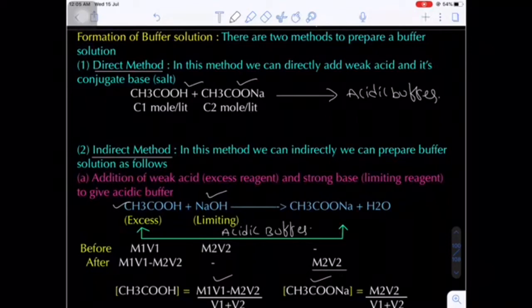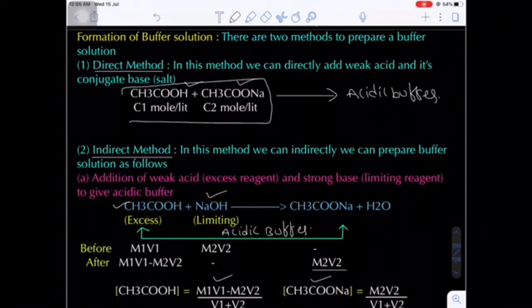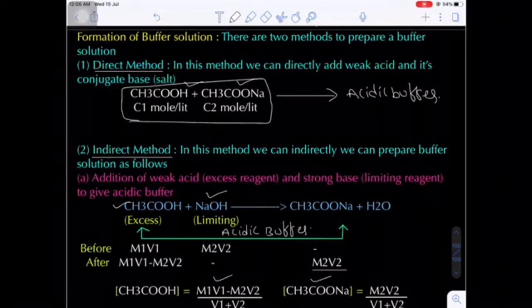First of all, we have to identify whether the given solution is a buffer or not. Otherwise we cannot know how to find the pH of the solution. Once we know it is a buffer solution, it is very easy to find the pH of the solution. Okay, now this is a direct question given from the JEE point of view or NEET point of view. Directly one acid is given and its conjugate base will be given, or one base will be given, its conjugate acid will be given.